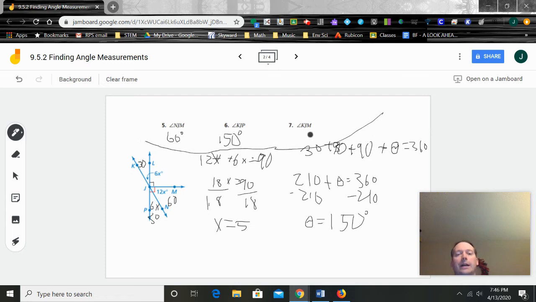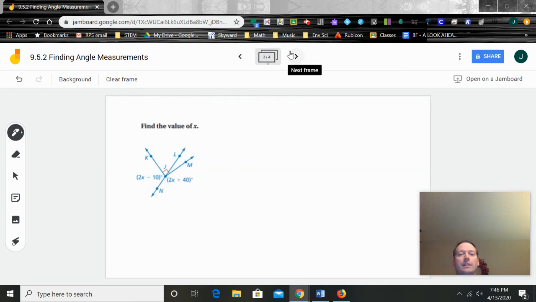Okay. Now we need KJM. So here's KJM. Okay, so this is 30. And then this angle right here is 90. So 30 plus 90 is 120 degrees. Let's go to the next one.